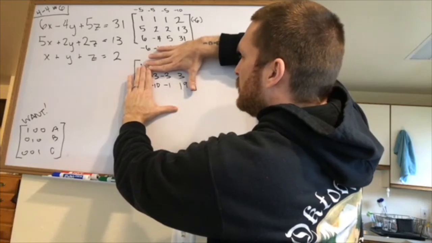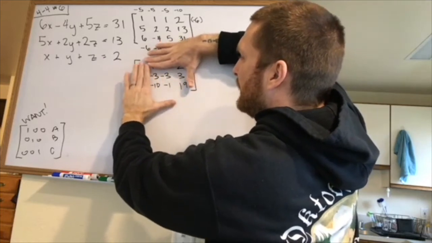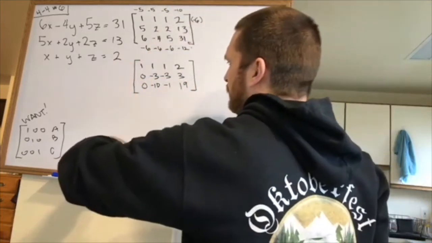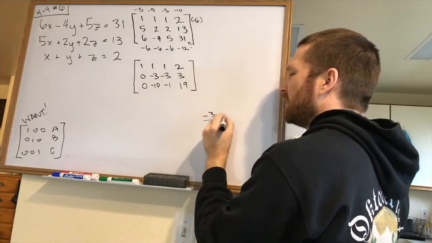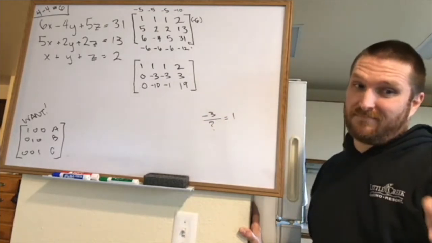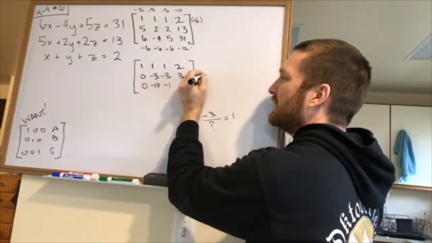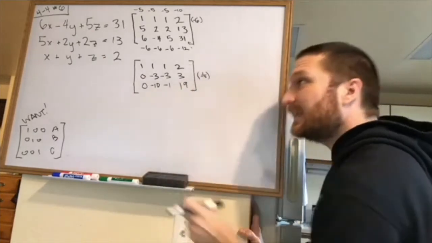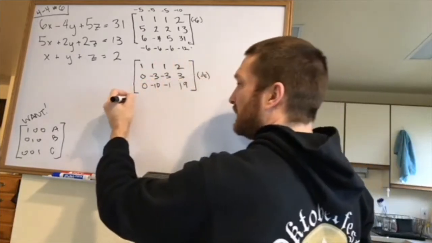So step 2 is get a leading 1 right there. That top left part of it needs to have a leading 1. -3 divided by what equals +1? -3, right? So I need to divide this guy by -3. So that's going to be my next step. In order to get a leading 1, I need to divide that entire thing by -3.